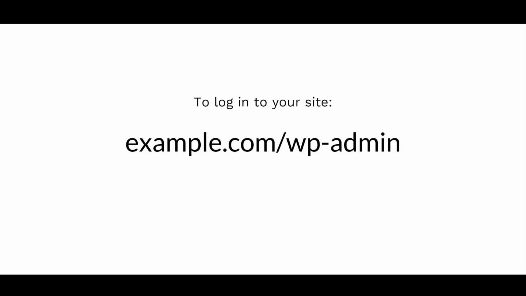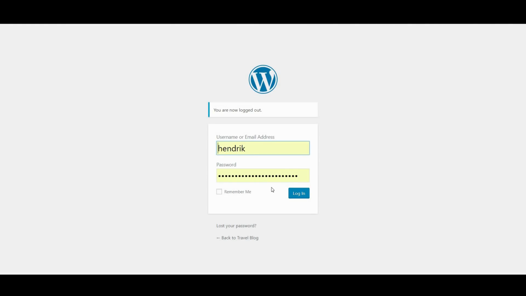Whenever you want to log into your WordPress blog, enter your domain and add /wp-admin to the end, such as example.com/wp-admin. Then enter your username and password, which was set up in the prior step. You'll then be taken to your WordPress dashboard.